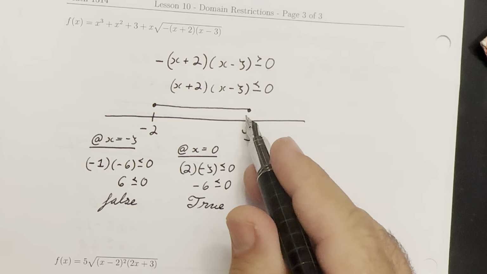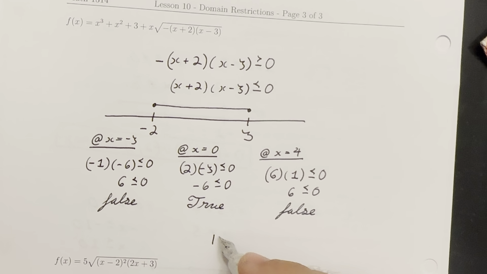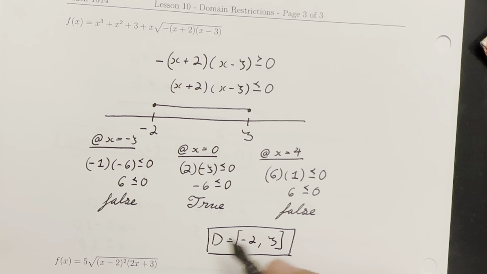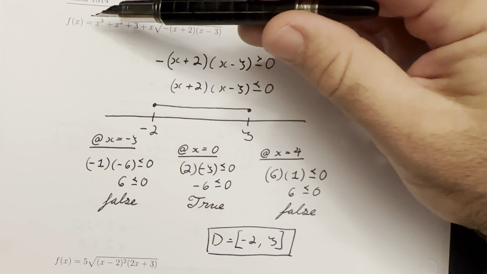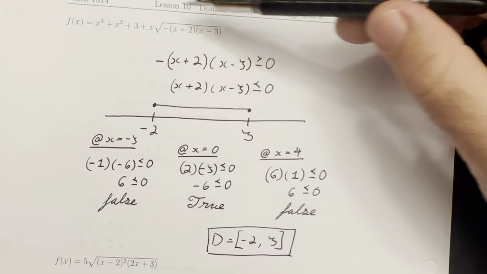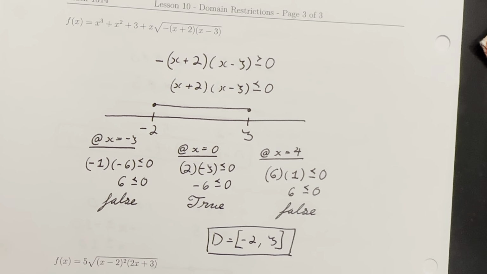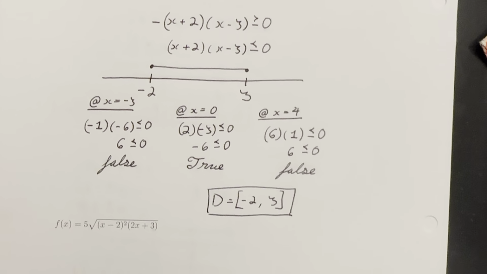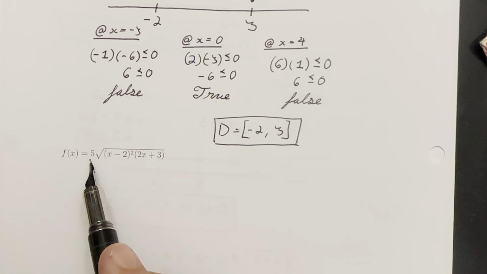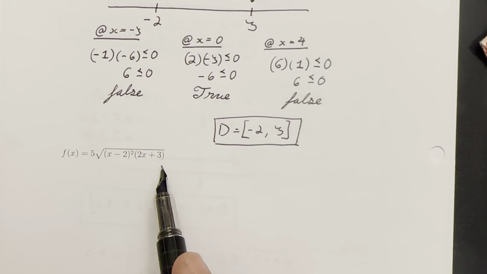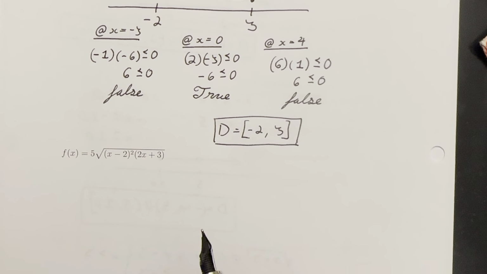And so our domain, based on what we have here, is simply -2 to +3. All right, so -2 to 3 is the only values of x where we would have a real output for this function. Last example. Again, the 5 has no impact on what's going on, only what's inside the square root does.